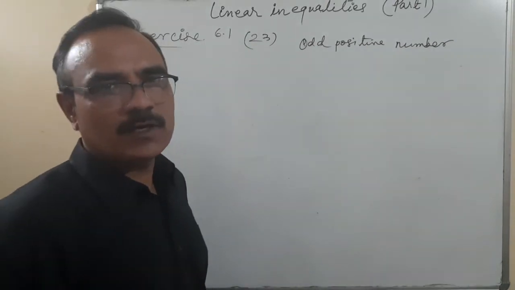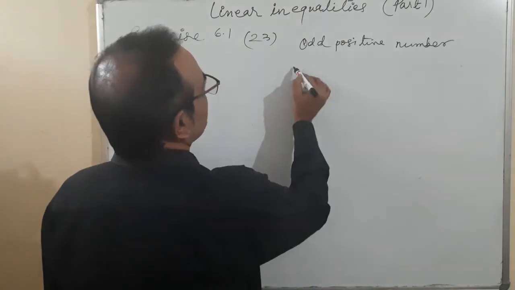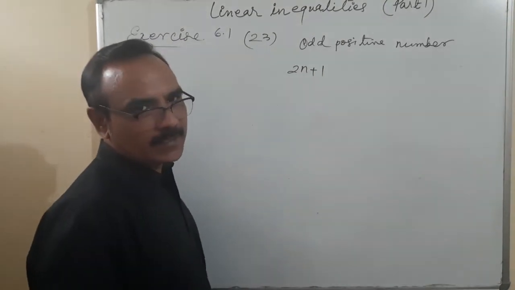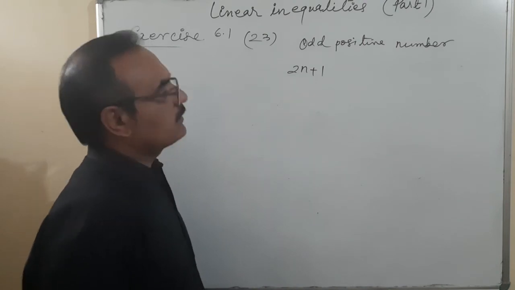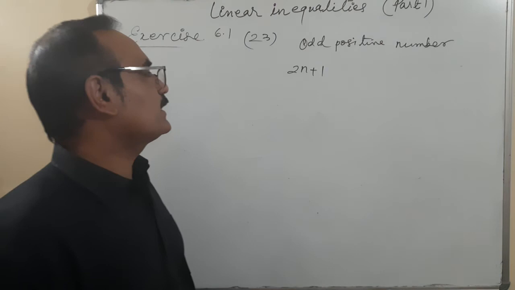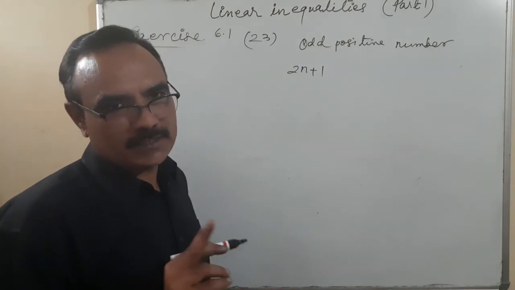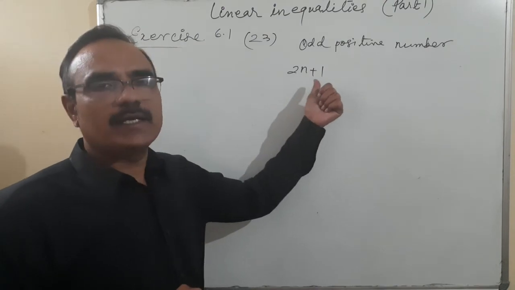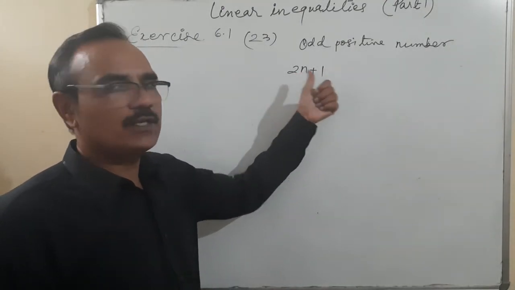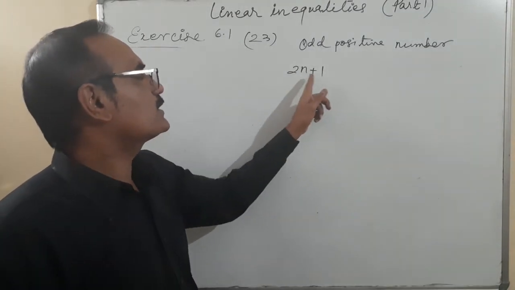What is the formula for finding an odd positive number? An odd number is actually 2n plus 1, where n can be any natural number. Or we can say n is an integer also, because in integers 0 is included. So n can be any integer. When n is 0 it is 1, when n is 1 it is 3, then 5, 7, 9. So an odd positive number is 2n plus 1.